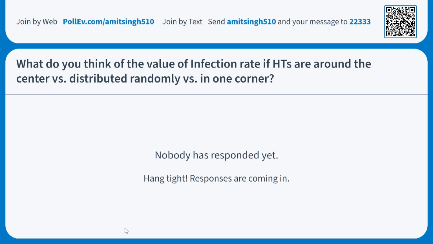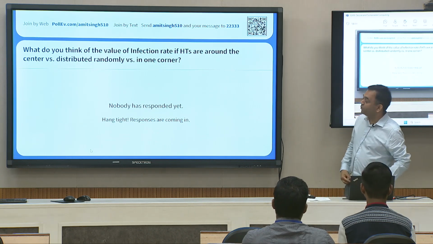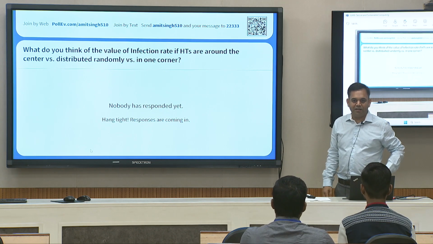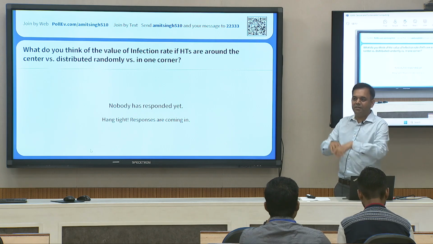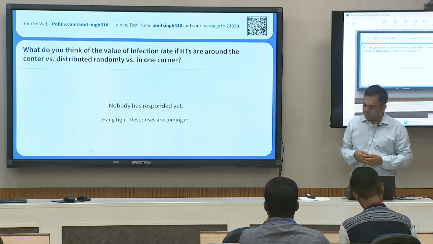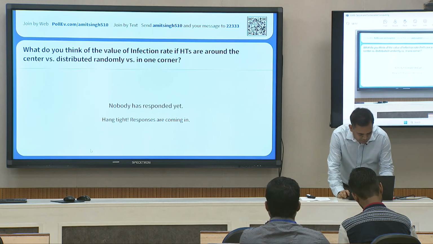Okay, let me ask in a different way. Let's say all the hardware trojans are in one corner. Do you think the infection rate will be highest or lowest? It should be lowest, right? So which one will be highest? The center one, because typically all the requests have to go through the center. Now you can think of it as wanting to attack a system that has many cores: you know exactly where to plant these hardware trojans to have the maximum impact.